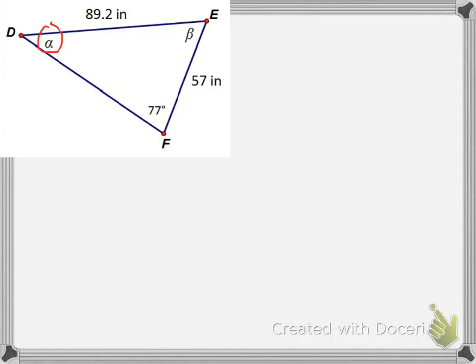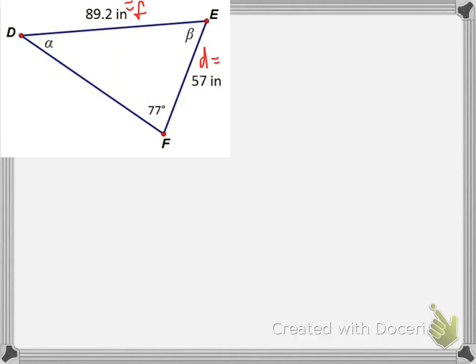So I'm going to get rid of those marks. And we know that this is going to be little d here, because it's opposite angle d, and this is little f. So let's go ahead and do this. We'll use the law of sines to do that.